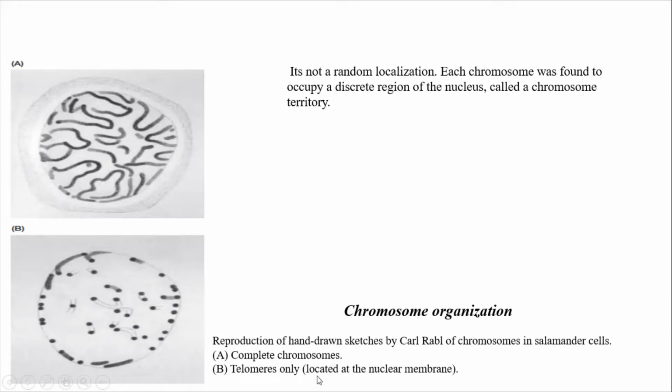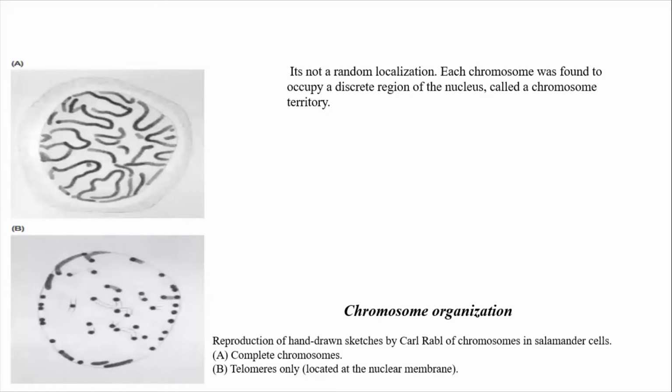This experiment was done by Carl Rabl on the chromosomes in salamander cells. In the first case, what you see is the complete chromosomes, and you can see that these chromosomes have their own territory. In the second, they have highlighted only the telomere portion. So what do we see here? The telomere positions are towards the center of the nucleus, or we have seen them in the case of the nuclear membrane.